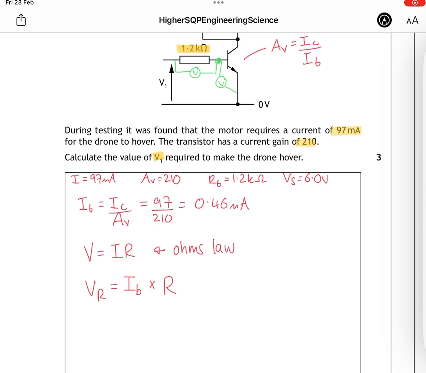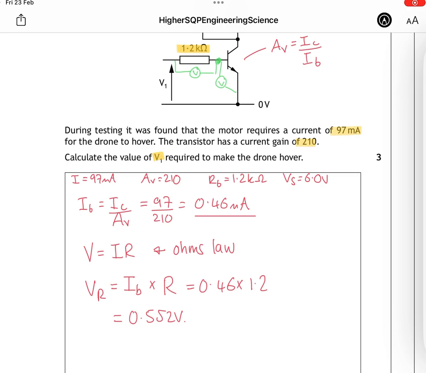So using my answer from here, I can say that that is 0.46 times by 1.2 kilo ohms. And that gives me that the voltage over the resistor is 0.552 volts.